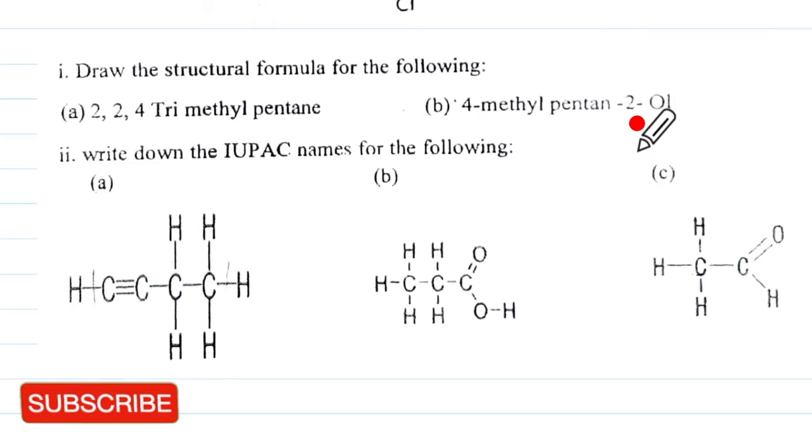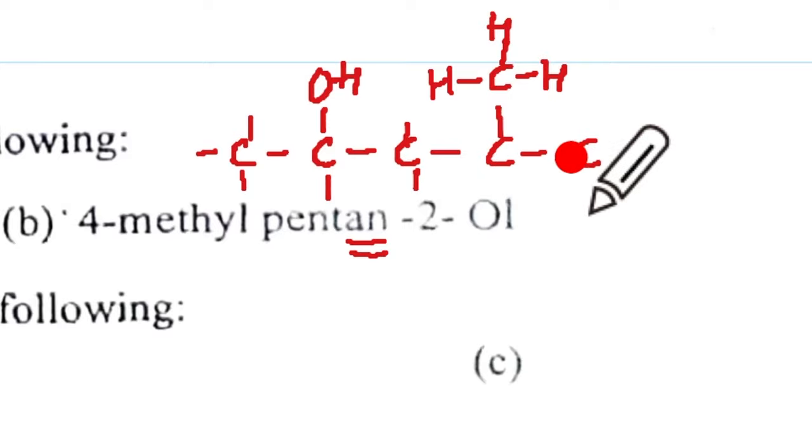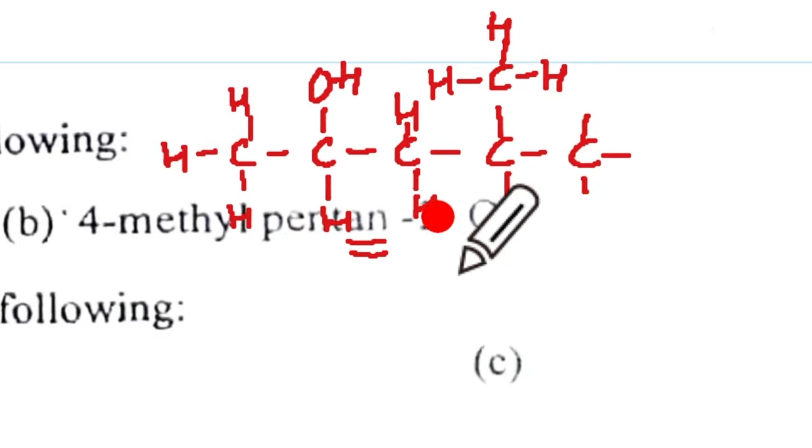B part, 4-methylpentan-2-ol. So pent means again 1, 2, 3, 4, 5 carbons. Ane means all single bonds. And the second carbon has this ol, which means it has OH. So I will start counting from here. So I'll write OH here. If you want one small bond between H and O, also not a problem. So this is the first carbon, second carbon, third and fourth. The fourth carbon will have a methyl group, meaning CH3. Once you have decided on this, double check 2-ol and 4-methyl. Now each one of these carbons will have four valencies to be shown, and each one will be with H. Got that?